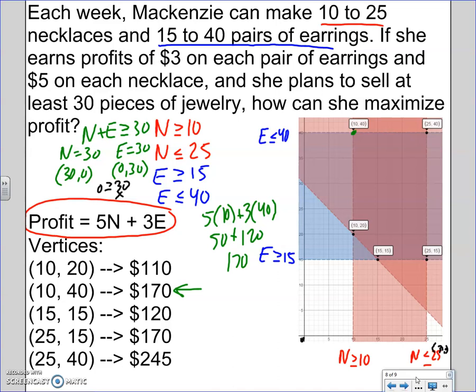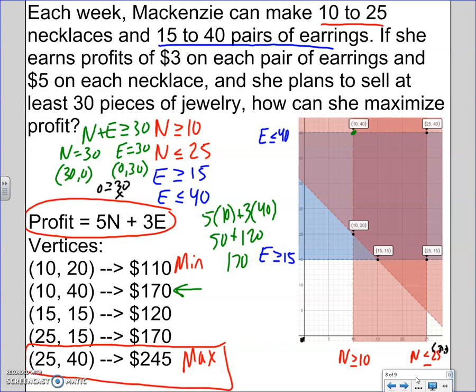Alright, well, if you plug in all 5 points, you get all those numbers. The highest is 245. That's the maximum. The lowest is 110. That's the minimum. So this is our best scenario that gets us the most money. So she wants to make 25 necklaces and 30 earrings.